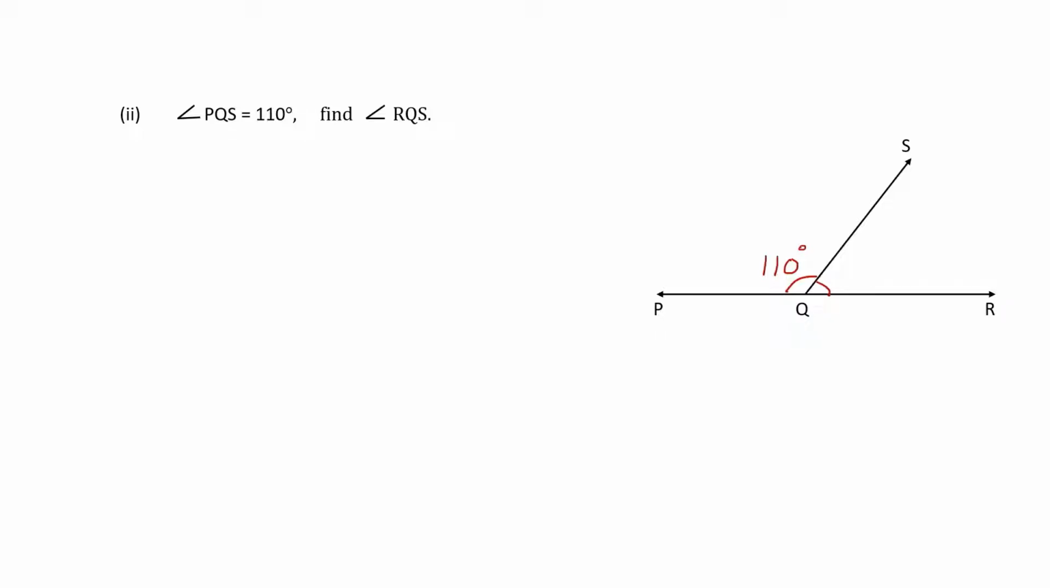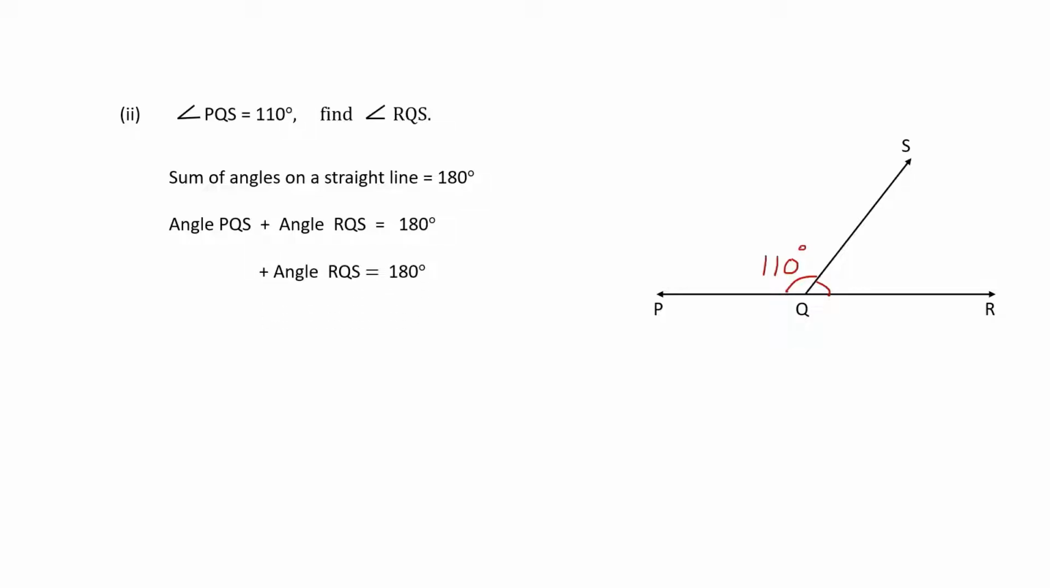Again, both these angles are on the straight line. So we can use the linear property which says the sum of angles on a straight line equals 180 degrees. So that means these two angles will add up to 180. That means angle PQS plus angle RQS equals 180 degrees. We already know how much angle PQS is. It is 110.